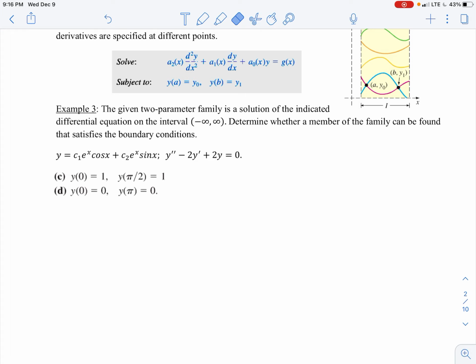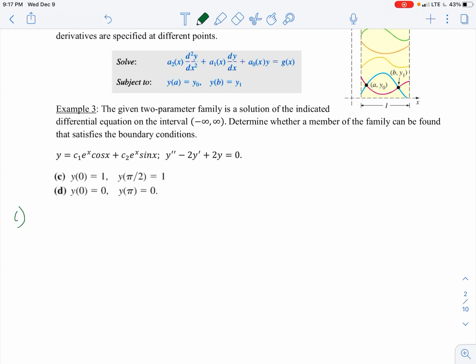So example 3. We're just going to check. Here we're given the solution to our differential equation, and then we're given the differential equation, which is a second order linear differential equation. We're going to go ahead and check C. We're not checking for existence and uniqueness here because this is a boundary value problem. So we're going to go ahead and substitute in.